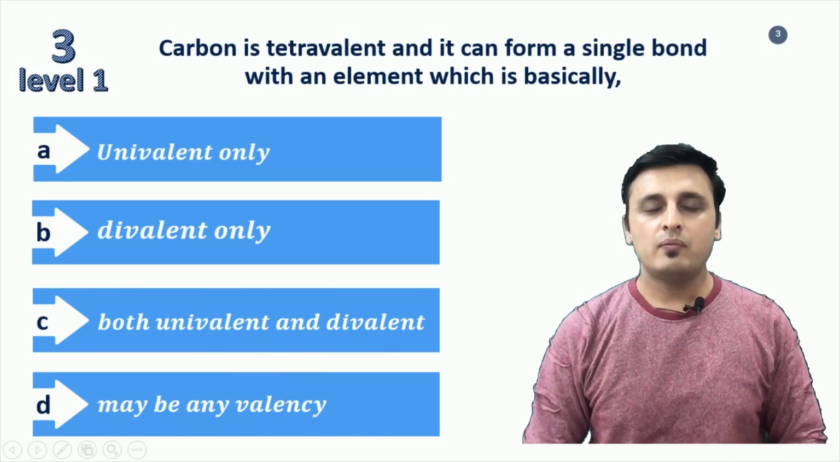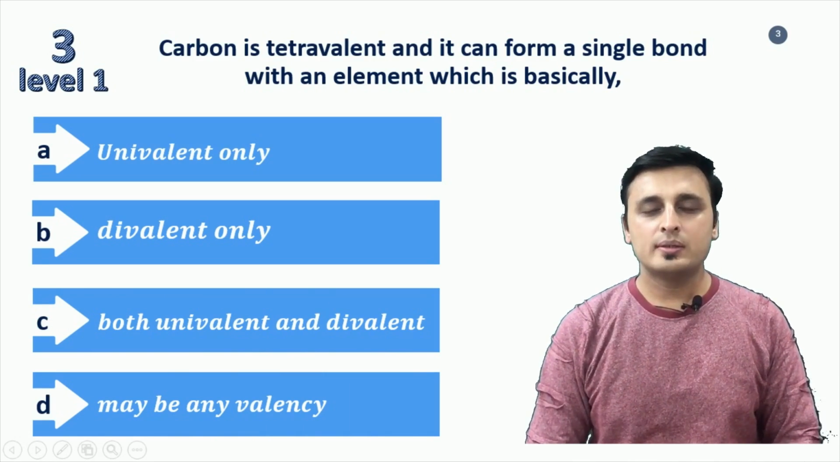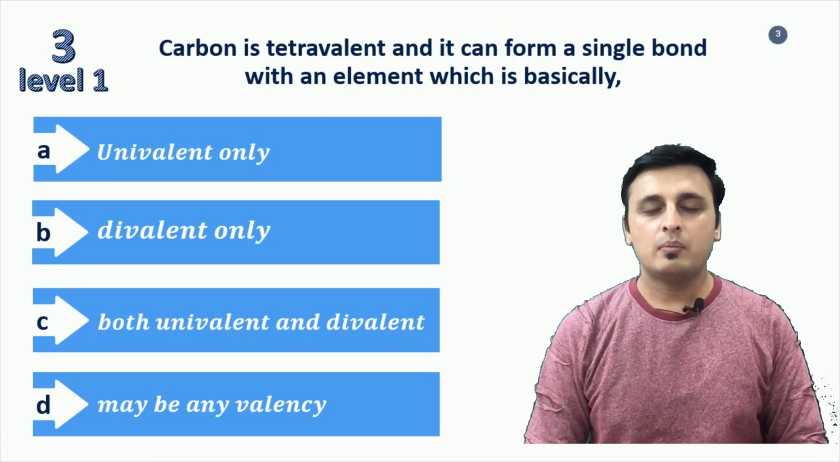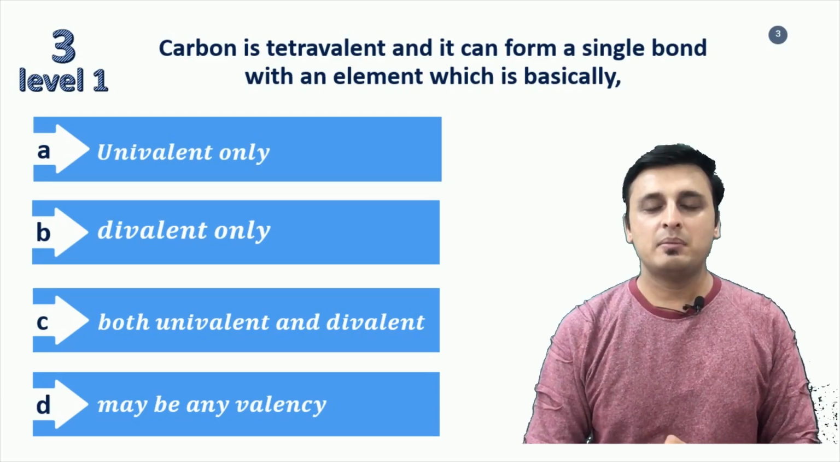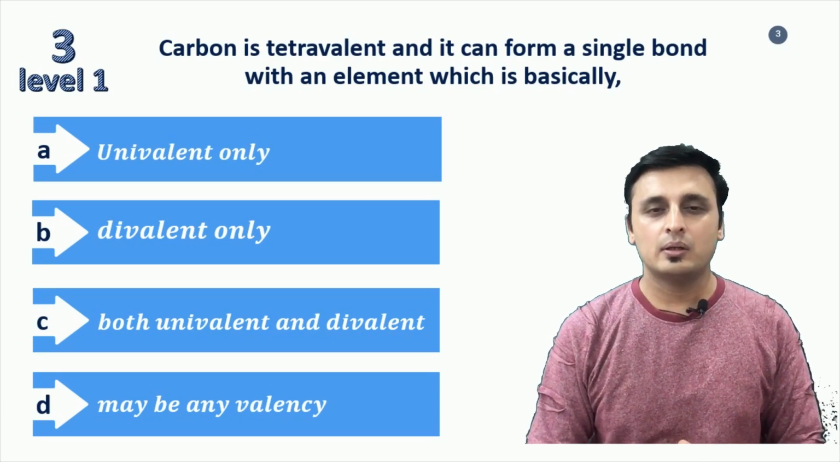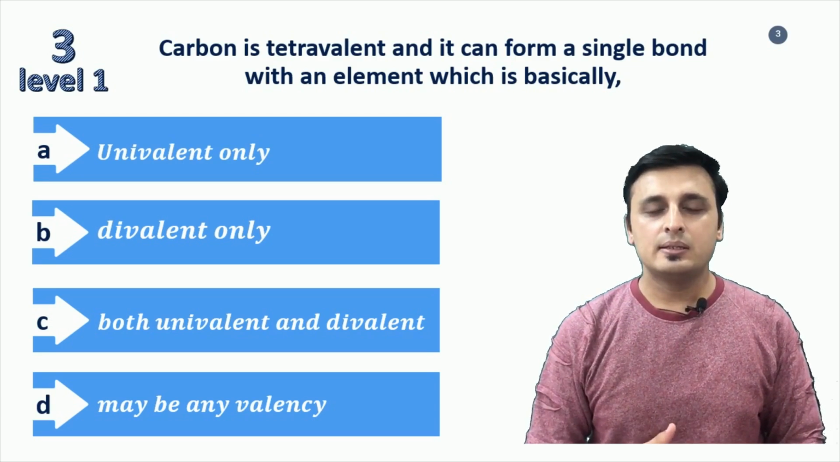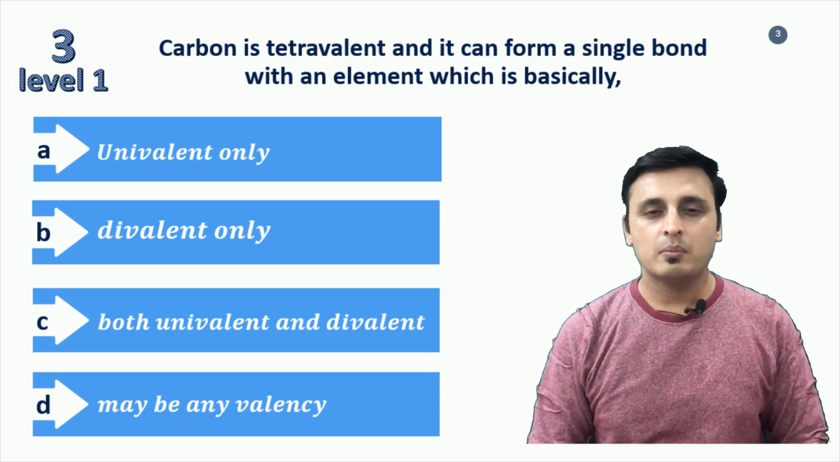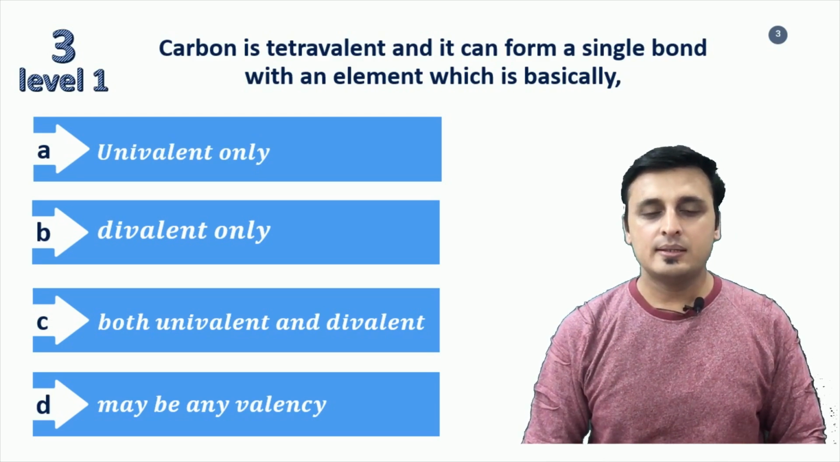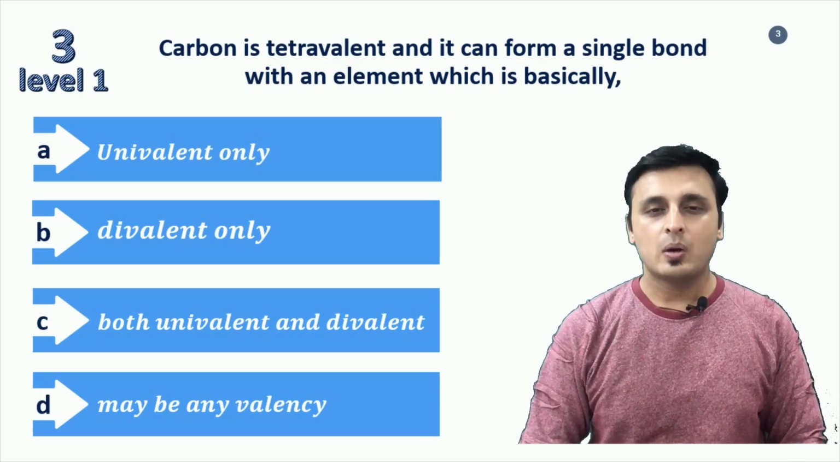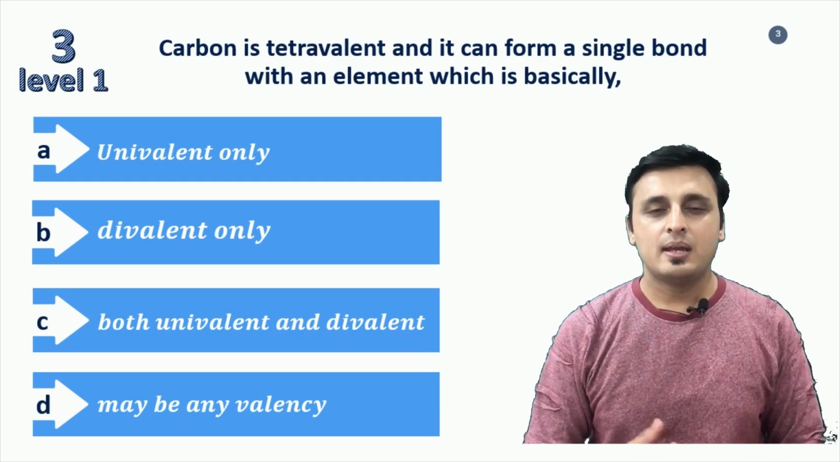Dear friends, when carbon forms a bond, it can form four single bonds, and it may form a double bond, it may form a triple bond as well. While it can form a bond with another element, it is not necessary that the other element be univalent only or divalent only. The element may be of any valency. Any element may be connected to carbon. So the correct option for this question is any valency, and the answer is option D, that is, may be any valency.